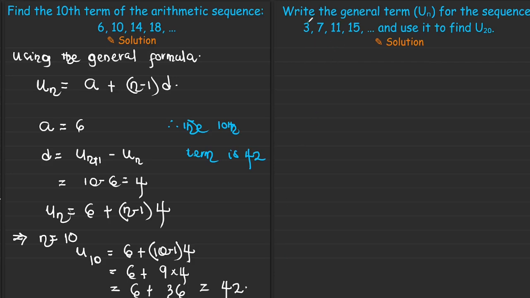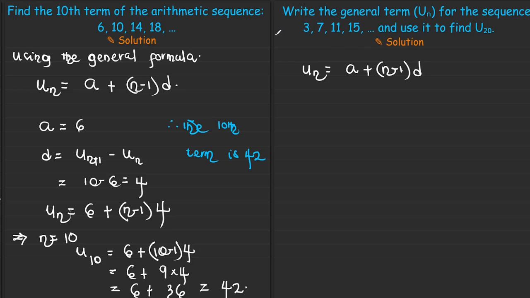Question number 3 says, you have to write the general term Un for the sequence 3, 7, 11, 15 and use it to find U20. I think it is just as similar to the previous one we did. So we know first of all that the general term is given as what? Un equals A plus (n minus 1) times the D.